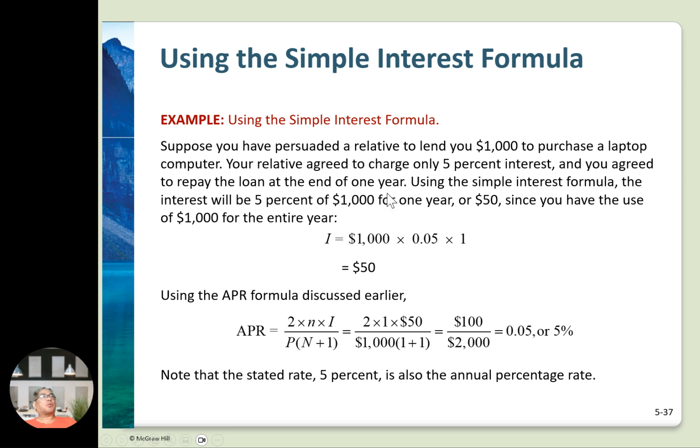So, using the simple interest formula, this is a case study. Suppose you persuade a relative to lend you $1,000 to purchase a laptop computer. Your relative agrees to charge only 5% interest, and you agree to repay the loan at the end of 1 year using the simple interest formula. The interest will be 5% of $1,000 for 1 year, which is $50, since you have use of the $1,000 for the entire year. You calculate I equals 1,000 times 0.05 times 1, which is $50. Using the APR formula, you plug in the numbers and you get 5%. Remember, the stated 5% is the annual percentage rate.